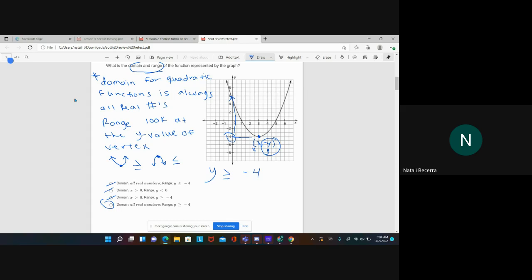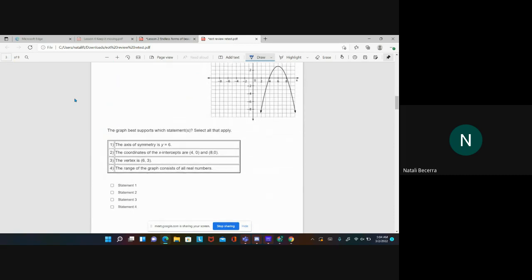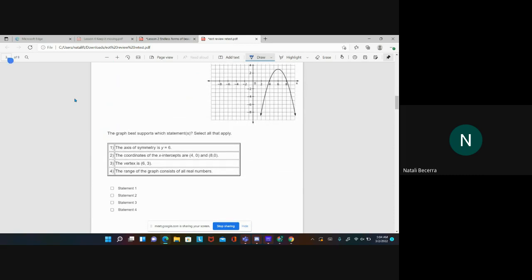All right, moving on. Let me find it in my little notes real quick. Okay, here we go. All right, it says the graph best supports which statements? Select all that apply. So we have to see which ones are true and which ones are not true. Okay, it says the axis of symmetry is y equals 6. This is wrong because if I cut this in half, it crosses the x-axis at 6, okay?